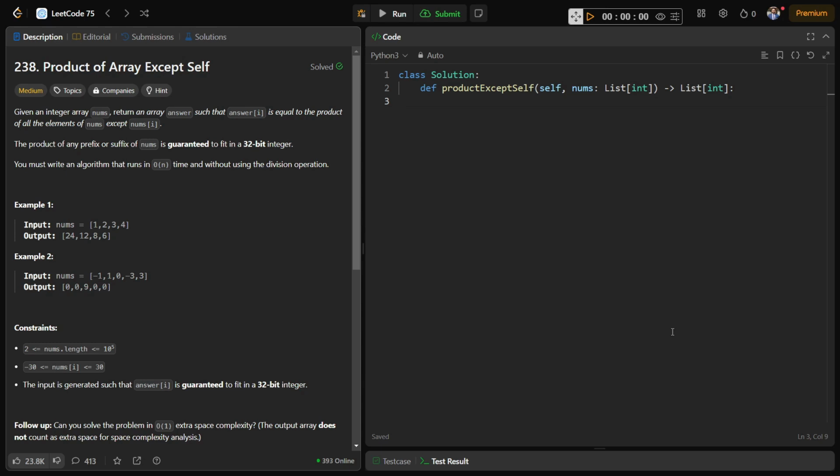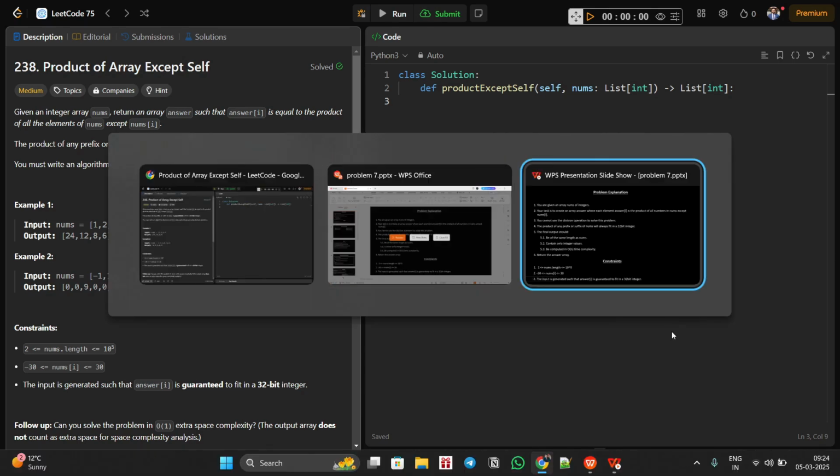Question number 238, Product of Array Except Self. The level of the problem is medium, and I will request you to read the question beforehand, as I will deep dive into the PPT and explain it in a simpler way.